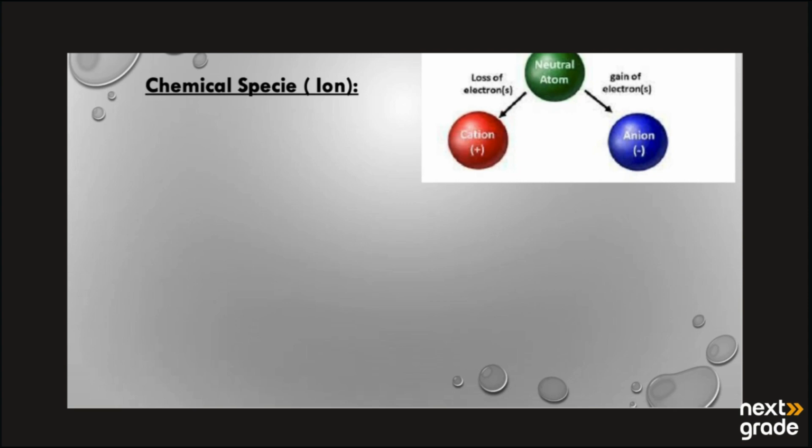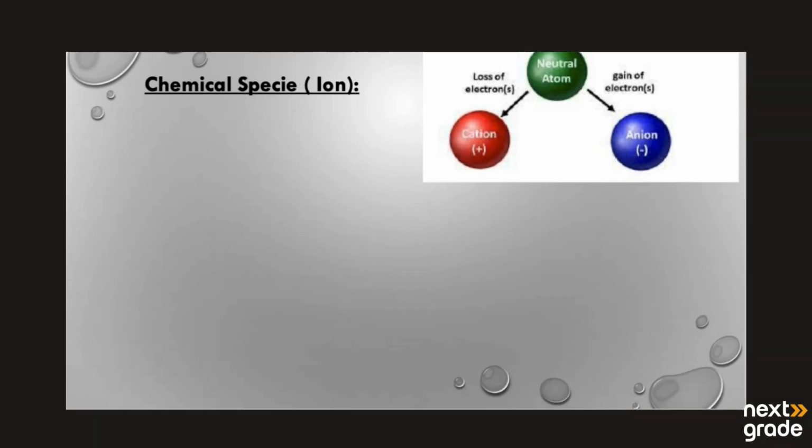Today we have lecture number 16, from the unit Fundamentals of Chemistry, and the topic is chemical species. So let's have a look at what is meant by chemical species, as this topic is new to you. Basically, chemical species are also known as ions, and ions are charged species.